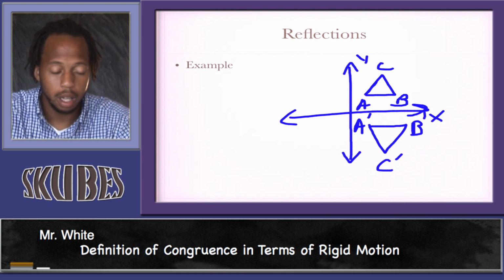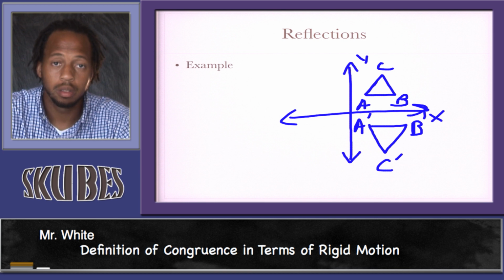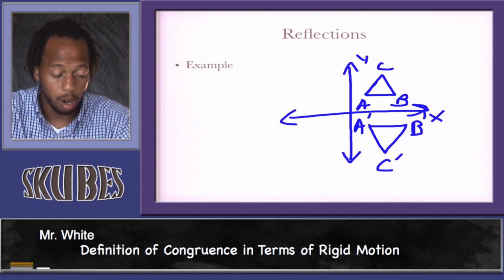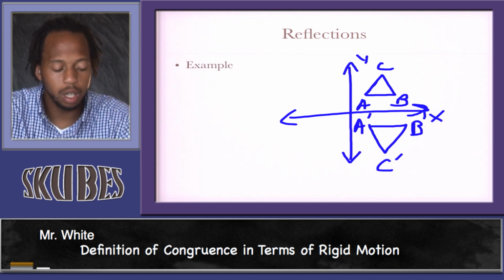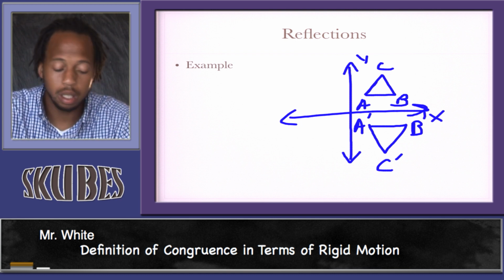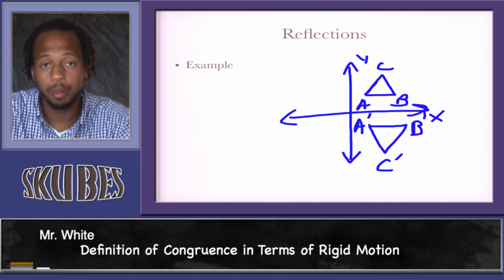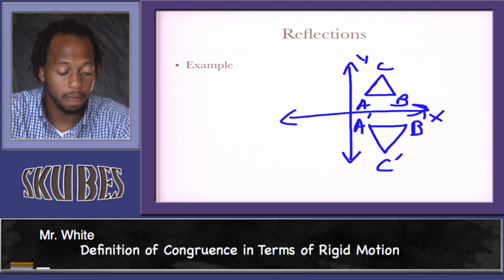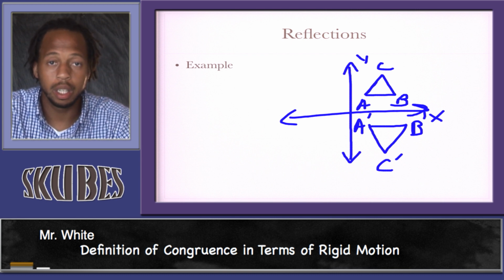And now because reflections are rigid motion transformations, we know that triangle ABC is going to be congruent to triangle A prime, B prime, C prime. And that concludes our lesson on the definition of congruence in terms of rigid motion.